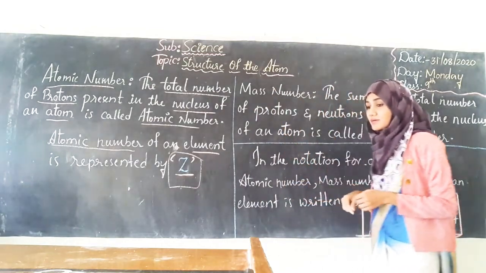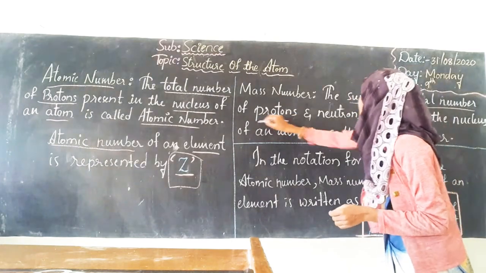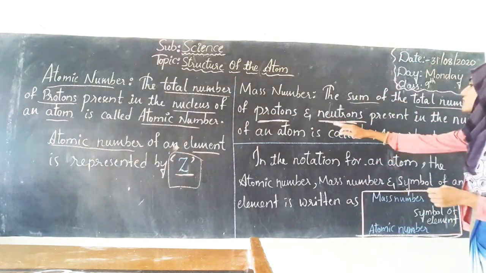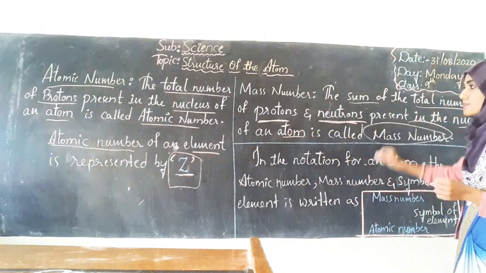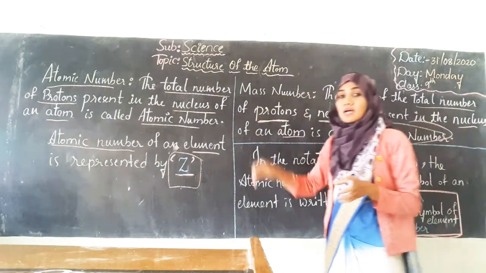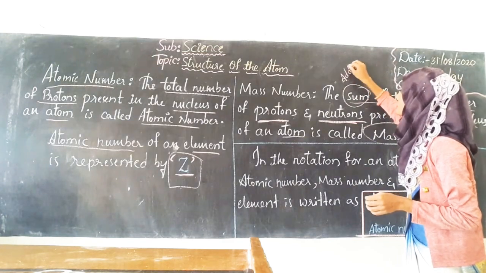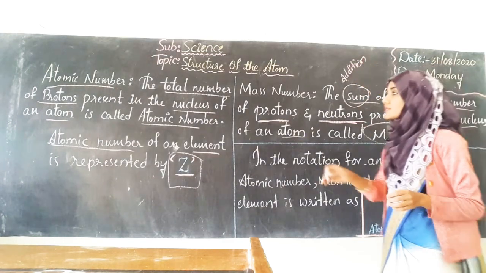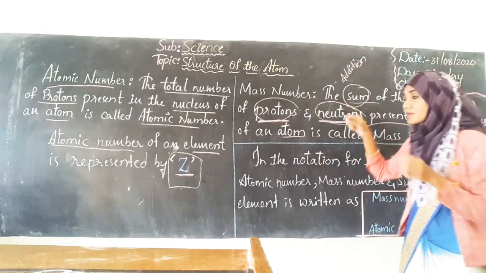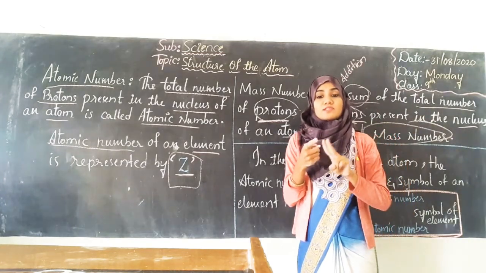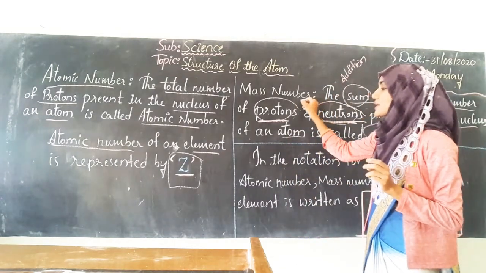Whereas atomic mass number is the sum of the total number of protons and neutrons present in the nucleus of an atom. So mass number is the sum. Sum means here addition. What are we adding? We will add both protons and neutrons. The counted number of these two together will represent the mass number.